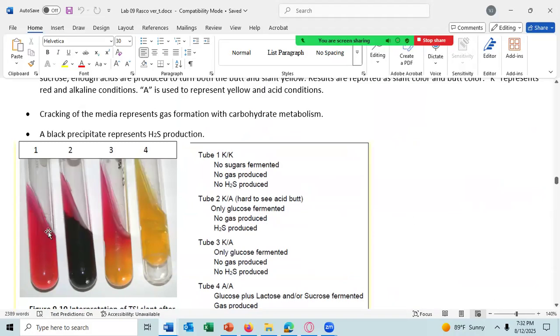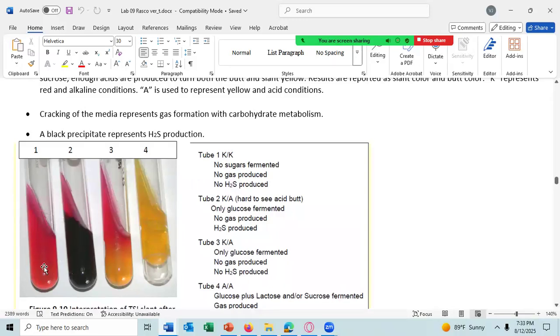Tube 1 is negative in everything. So K over K means alkaline over alkaline. You could also abbreviate that negative over negative. You go the aerobic, meaning the slant first for the tube, and then the lower portion of the tube for the anaerobic areas. So that's why K over K or negative over negative. No sugars are fermented. That's why the tube is orangish or reddish.